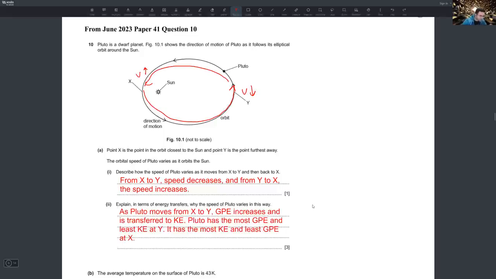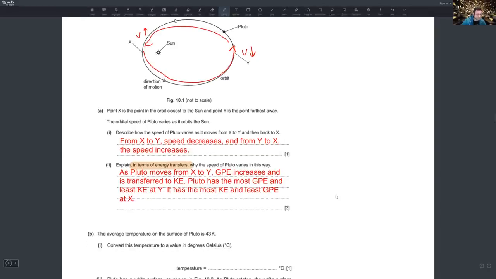Do you also include gravitational field attraction to the sun? No, you don't. Why? Because the question explicitly asked you to explain in terms of energy transfer. Just mention the energy transfers.